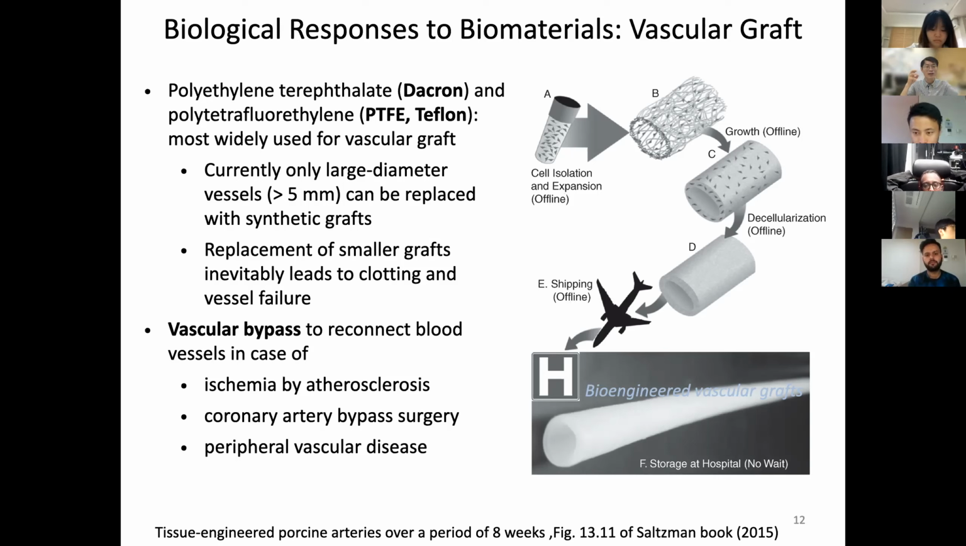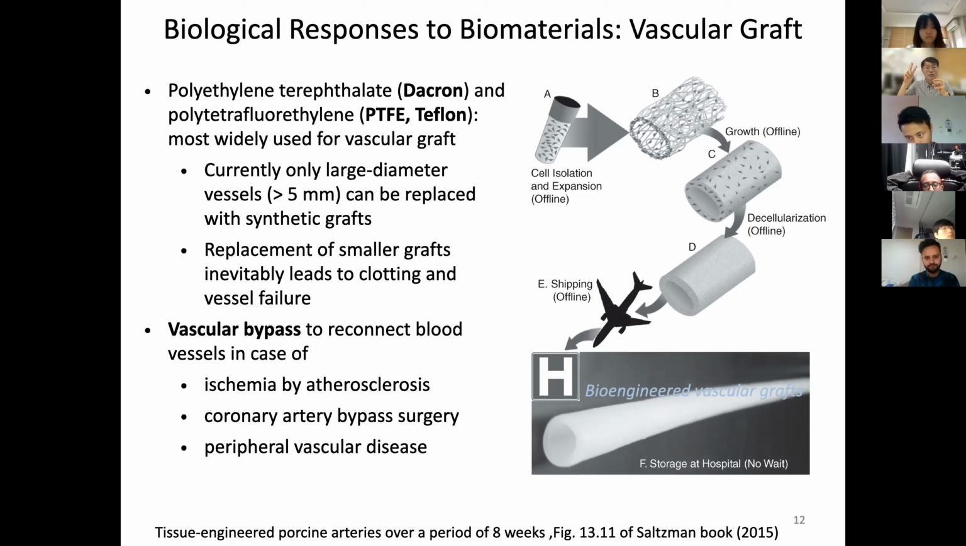That's better than using a cell of another person which is not compatible with mine. So instead, we use the other person's cell to produce extracellular matrix, which will form a blood vessel. And then we use that one in our own. Here's an example. Offline, we isolate the cells and expand them, and we grow them into this scaffold. Then the cells will secrete and form extracellular matrix.